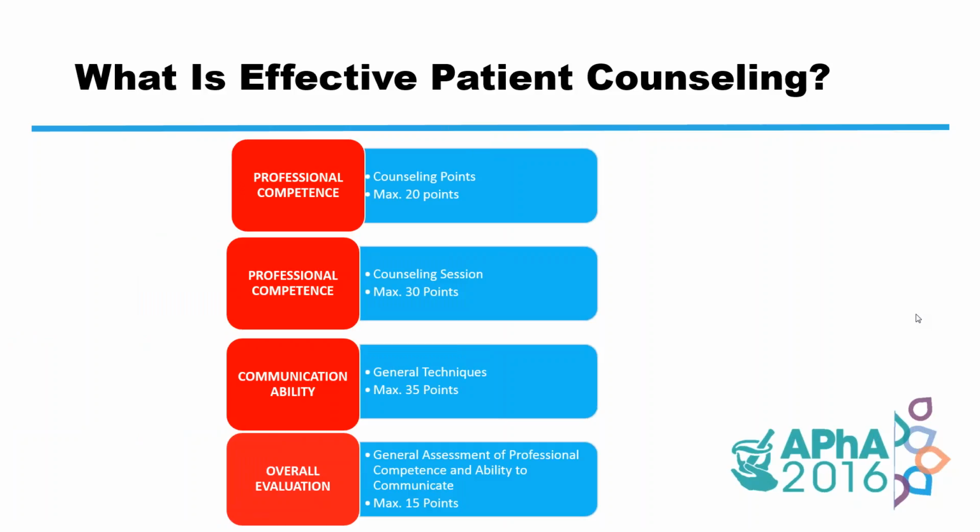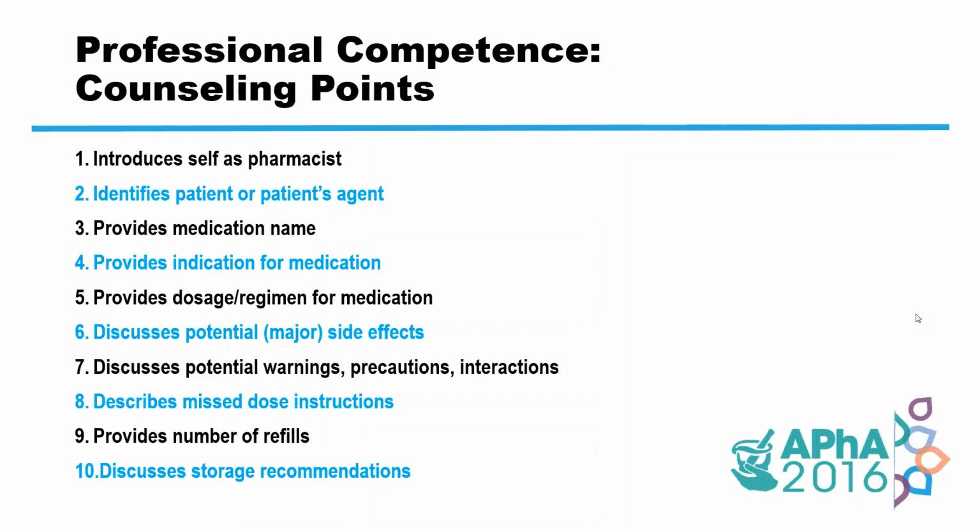For the professional competence counseling session, there are 6 items. They're going to be judging you on a 0 to 5 scale, 5 being high. For your communication ability, there are 7 specific behaviors they're going to be looking for. And then finally, they'll judge, and this is more subjective, a general overall evaluation. I just want to touch on a few of these for the 4 areas.